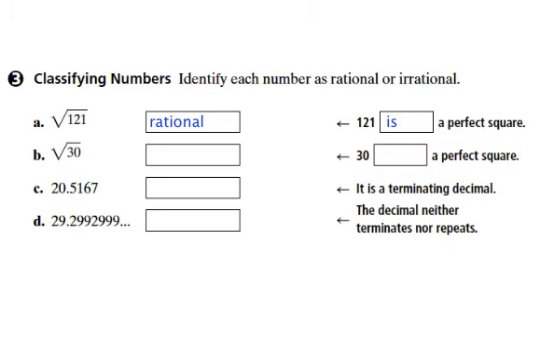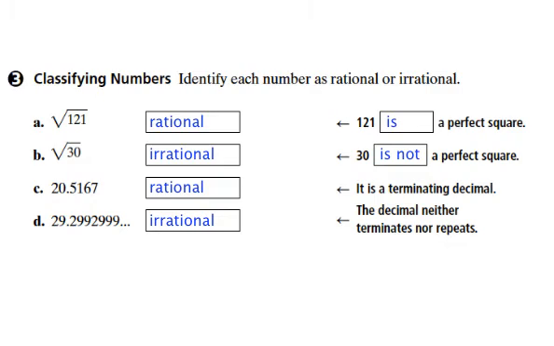B, the square root of 30. It's irrational because 30 is not a perfect square. Also, if you would take the square root of 30, you're going to get a decimal that goes on forever and never ends. C, 20.5167. That's rational because it's a terminating decimal. It's a decimal that ends, so it's rational. And D, 29.2992999... It's irrational because the decimal doesn't end and it's not repeating. There's a pattern, but it's not a repeating pattern, so it's an irrational number.